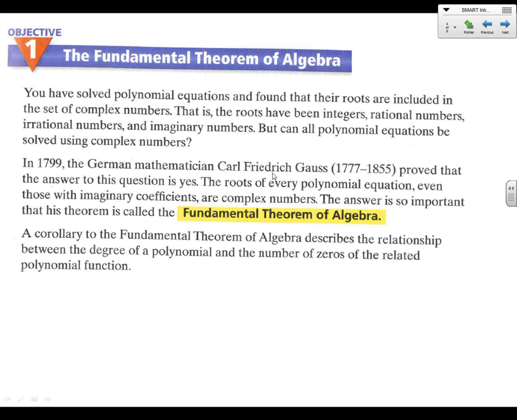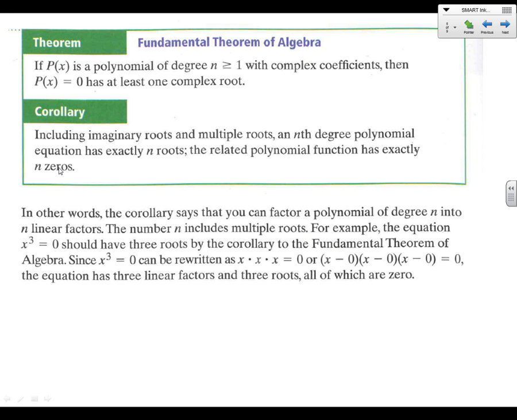And thanks to our good friend Carl Friedrich Gauss, in 1799, he proved the answer to this is yes. We're not going to go over the proof, but the answer that he came up with is so important that we get to call it the fundamental theorem of algebra. And then there's a corollary to that as well, which we're going to look at right here.